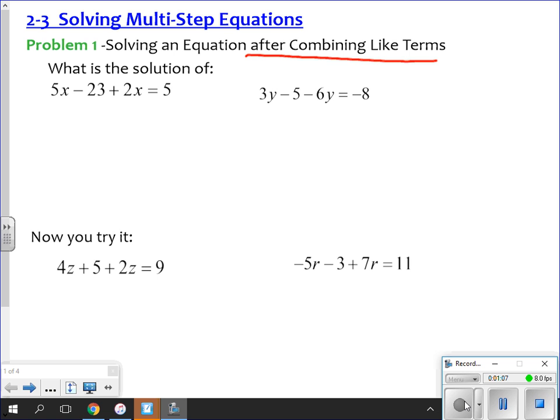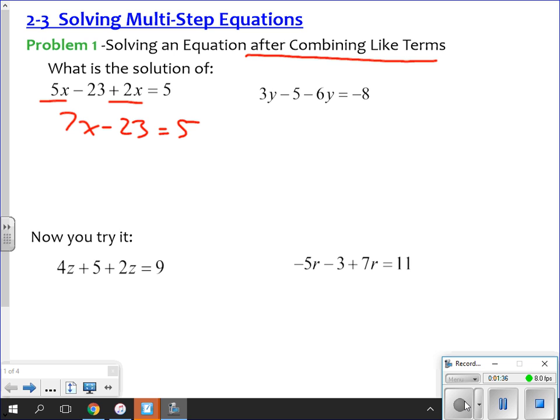So we look at this, we have 5x and 2x. We want to combine our x's together. I've got 5 apples, I've got 2 apples, which means I have 7 apples. So I have 7x. None of the rest of that changes. 7x minus 23 equals 5. And now we solve. So our first step, simplify.